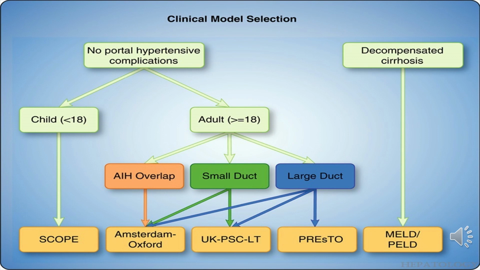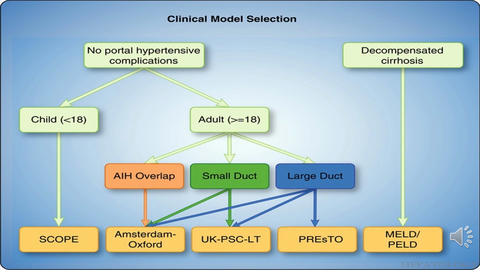This algorithm shows you how to choose the clinical model selection. So if you have a patient with no portal hypertensive complications from prior, and we are not going to talk about the pediatric population, but for adults, if this patient is above 18 and has autoimmune hepatitis overlap, you would rather go ahead and use the Amsterdam-Oxford tool. If the patient has small duct involvement, you can use either the Amsterdam or the UK PSC.